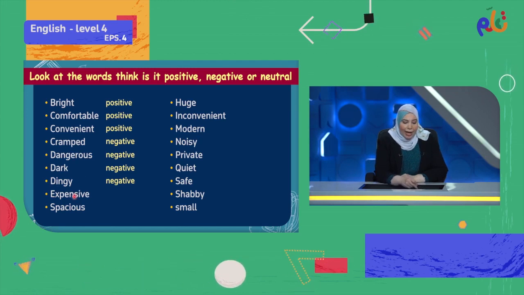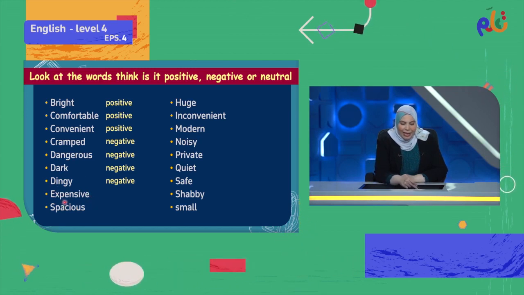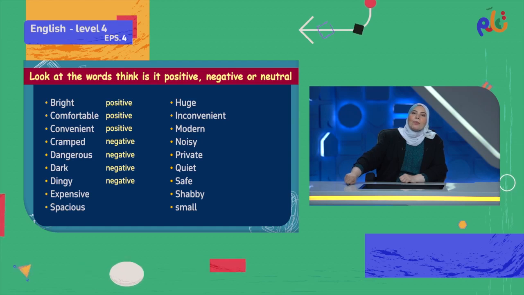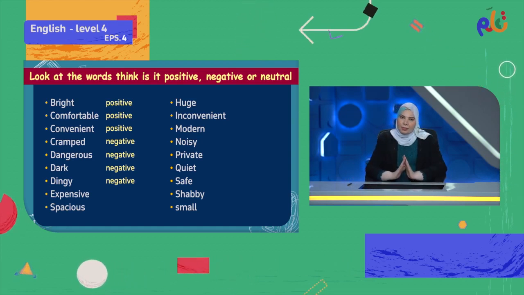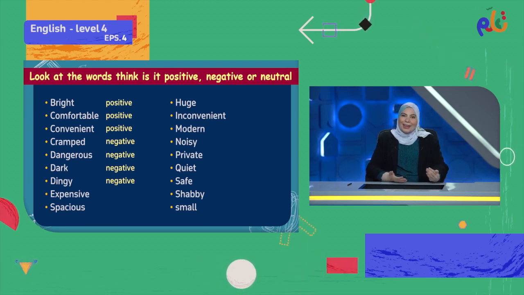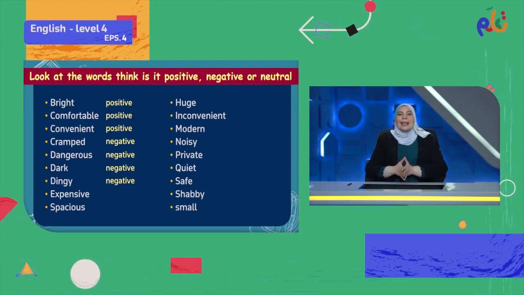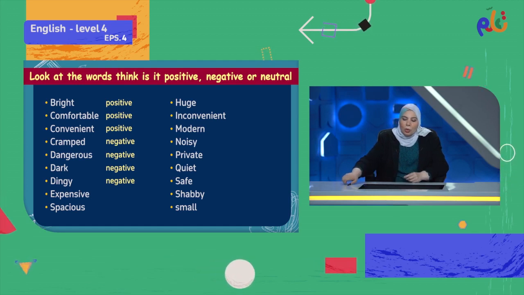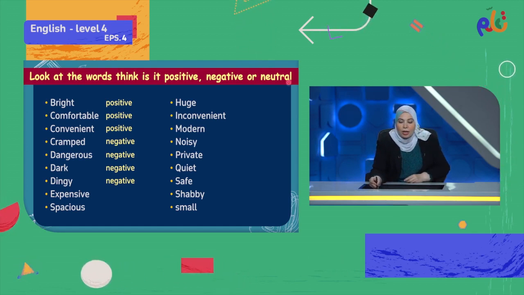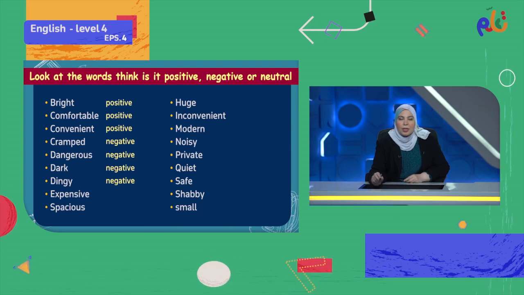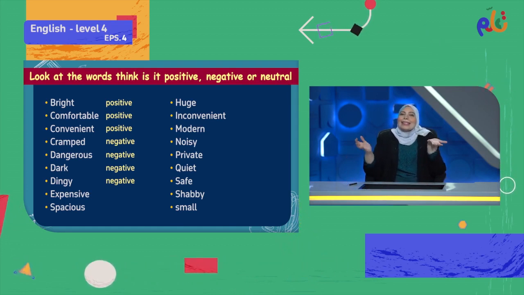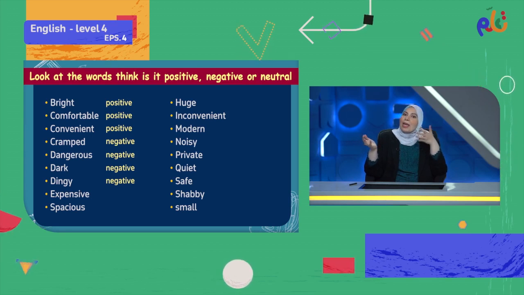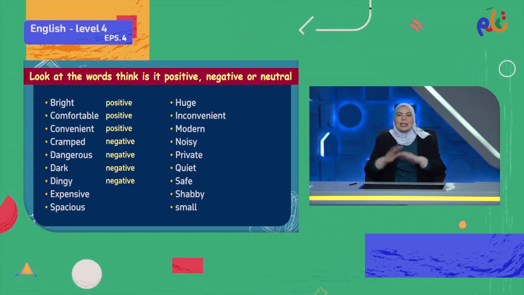And then we have expensive, and here we're talking about something that has a high price. So if it has a high price, it is expensive. And here, this is the first time that we're going to look at the word neutral. Do you see the word neutral? Neutral, which means in the middle, or it depends on the situation. Maybe it's positive, maybe it's negative.